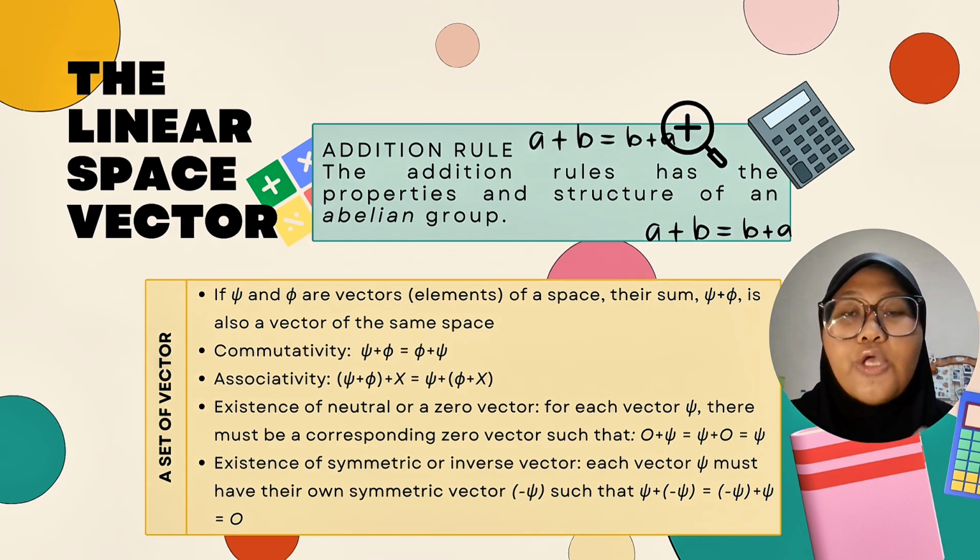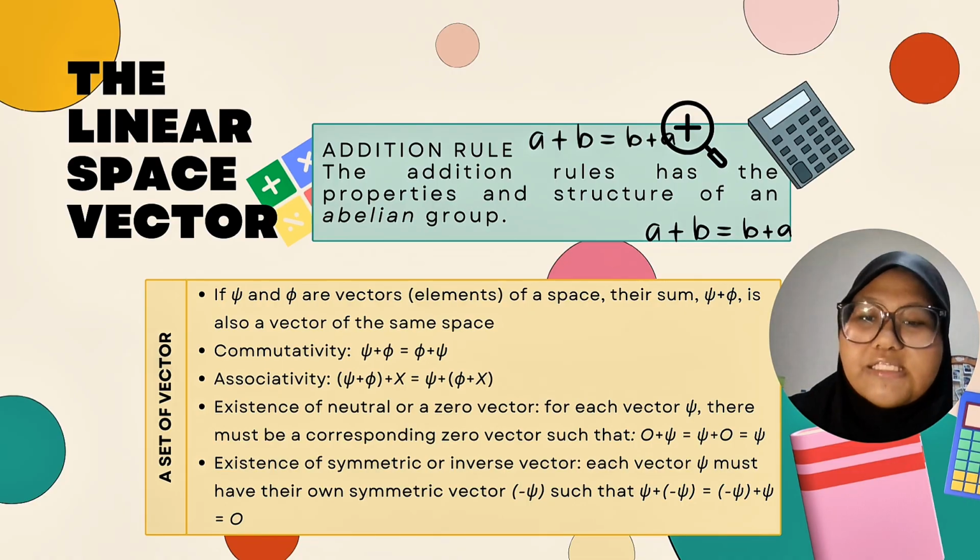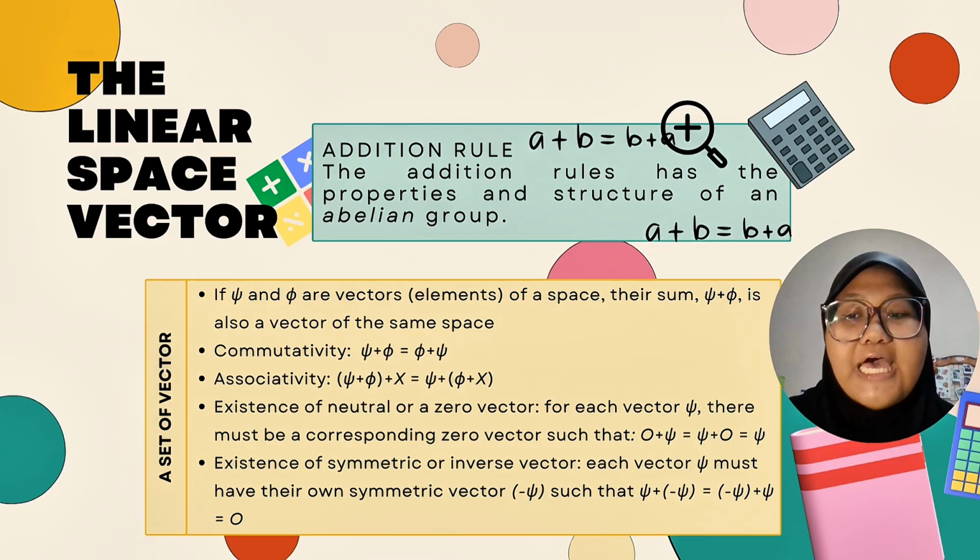For the fourth point, existence of a neutral or zero vector. For each vector psi, there must be a corresponding zero vector such that when it is added to any vector, whether psi or phi, it will equal the vector itself. For the last point of the addition rule, existence of a symmetric or inverse vector. Each vector psi must have its own symmetric vector, such as negative psi, so that in the calculation, when psi is added to negative psi, it will equal 0.